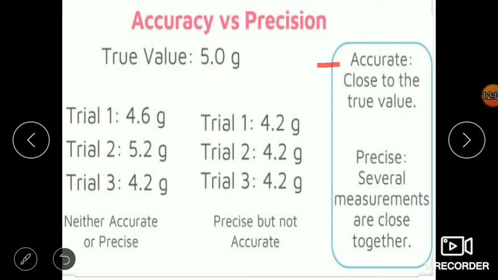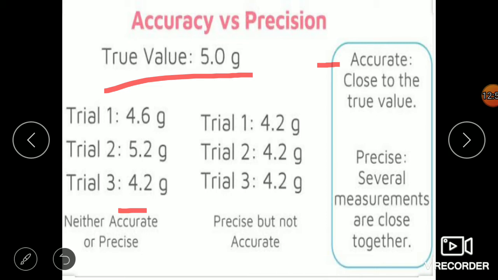So see here, suppose you are given a true value of 5.0. That value is fixed. It's a true value, a fixed value, the real value. You are performing an experiment. First trial you measured the mass and got 4.6 gram. Second trial you got 5.2 gram. Third trial you got 4.2 gram. Now these values are not close to your true value. 4.6 is far from 5, 5.2 is more than 5, like that.